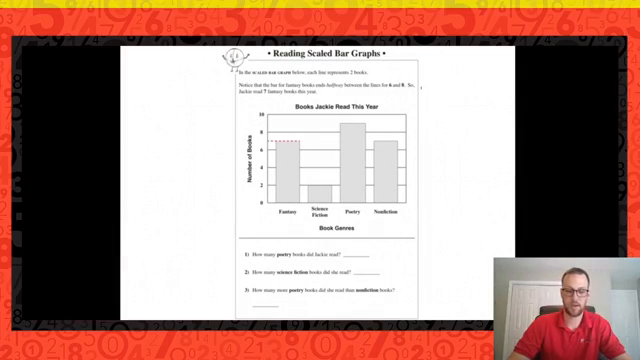All right, so if we're talking about a scaled bar graph, and that's what we were working on before, it's a bar graph where each unit is more than 1, or each line is more than 1. We have to sometimes read between the two lines that we're given. So like for fantasy, we can see the bar for book genres is in between 6 and 8. So that means that Jackie read 7 fantasy books that year, right? Because it's between 6 and 8. So we know that must be 7.